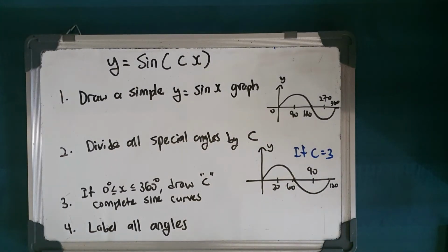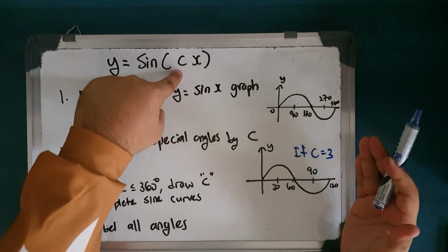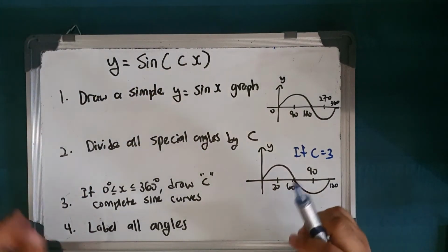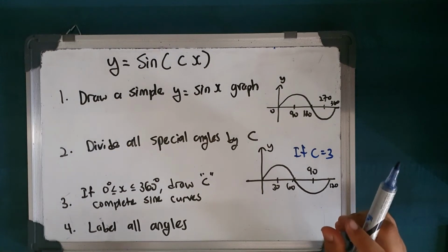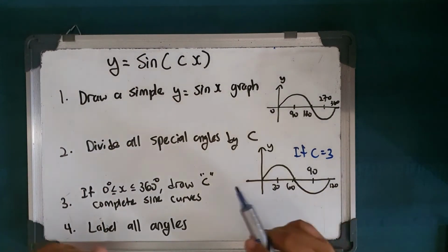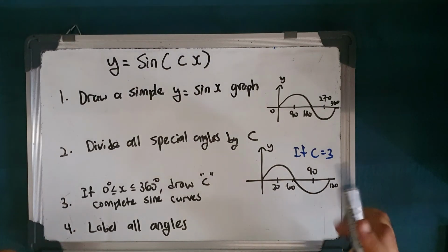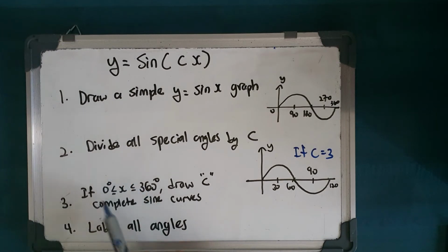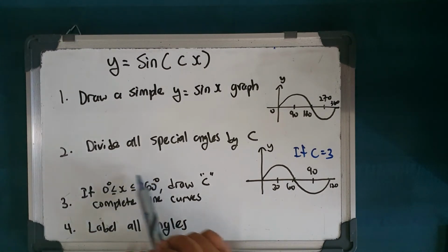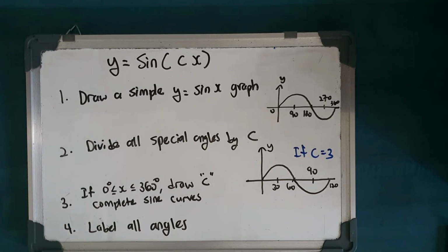Now, if the question tells you to draw between 0 and 360, we all know that from 0 to 360, there should be c number of complete waves. For example, if this was sin 4x, we know there should be 4 complete sine curves between 0 and 360. So draw the remaining complete sine curves. Always see what interval the question gives you. Most of the time it is like this. Once you have drawn all the complete sine curves, label all the angles. As shown previously, just see the pattern on the first graph that you draw, and then just continue the pattern.